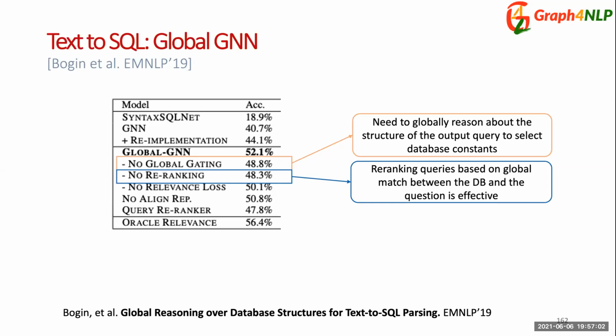So the final results, as we can see here, show that introducing a way to globally reason about the structure of the output query to select the corresponding database constant is really effective. If we remove it, we will see over 3 percentage point drop. Similarly, re-ranking queries based on the global match between the database and the question is also effective. So you can see in this particular work, graph neural network is actually used in 2 places and both places are quite important.